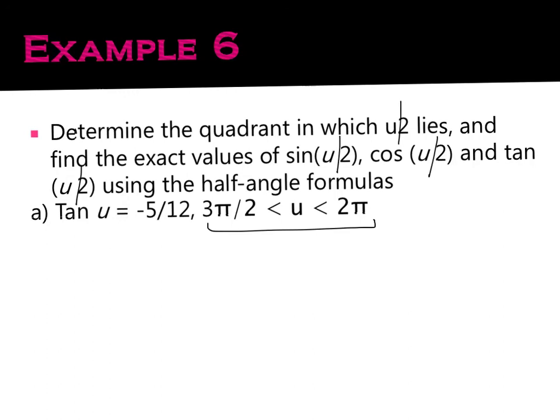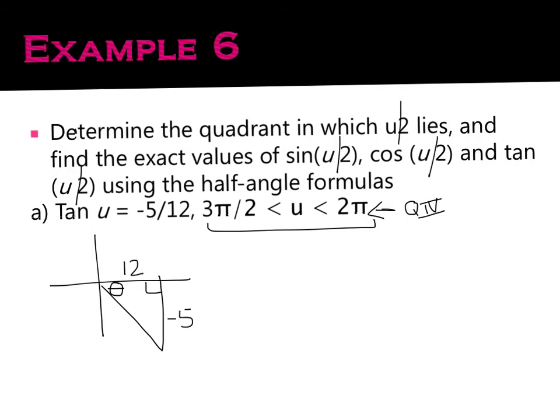All right, so yes, we must be in quadrant 4. Tangent is negative in there. So when I set up my triangle, let's go ahead and set up a triangle in quadrant 4. I'm going to call it theta. Tangent is opposite over adjacent. Let's find the hypotenuse. Your hypotenuse is 13. So now that we have that, we can start finding the half angle of that.